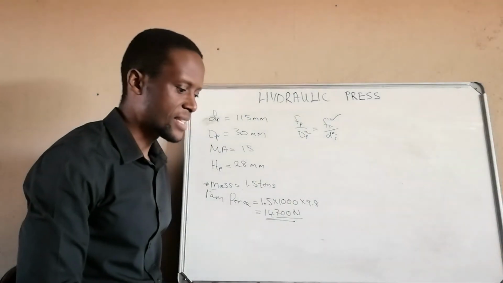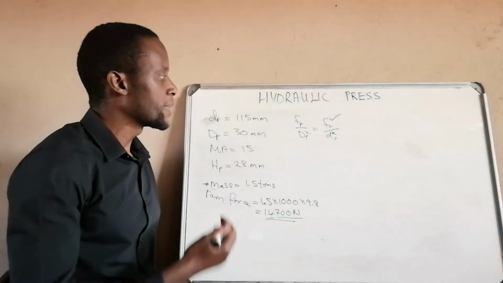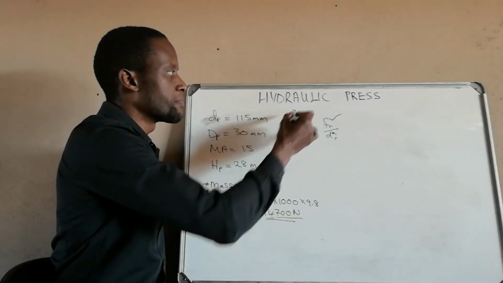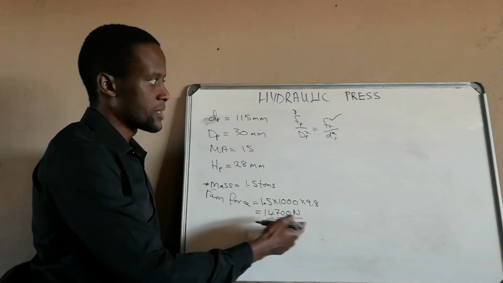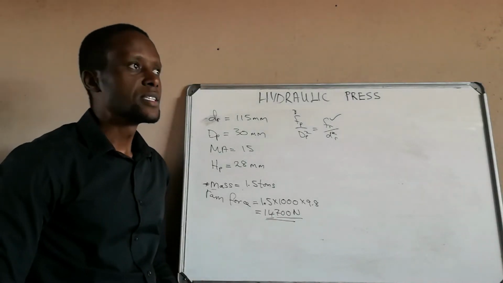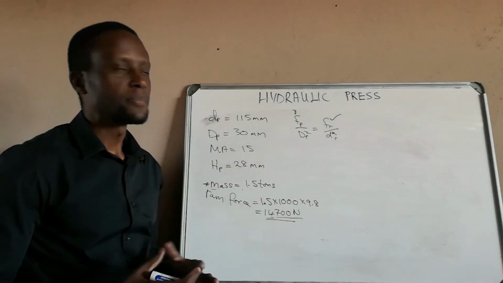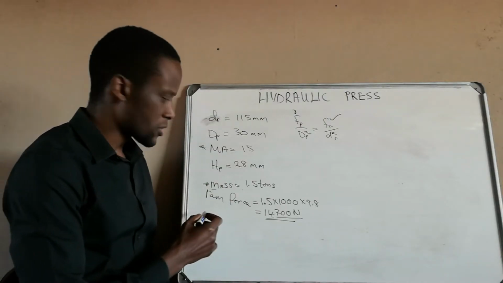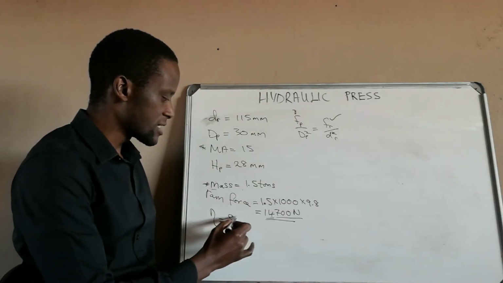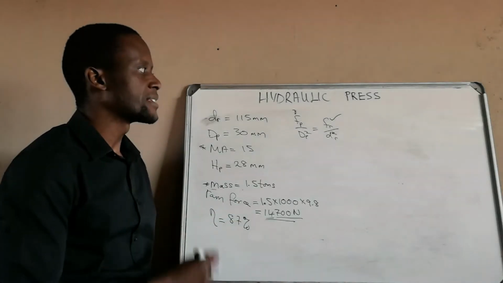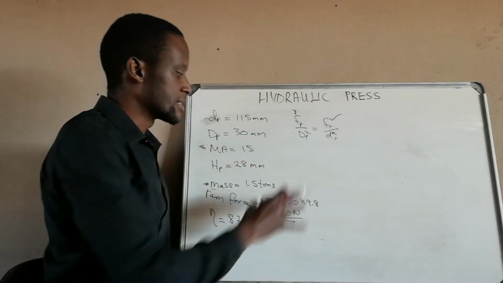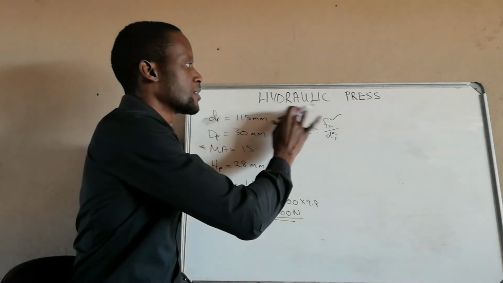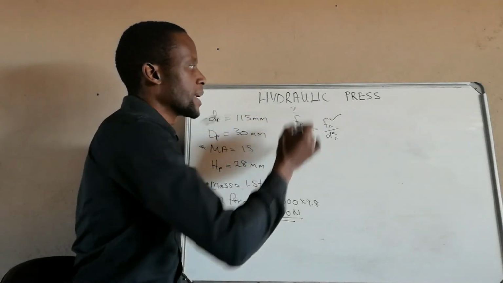Alright, so now the question is asking us how much force will be applied on the handle, or how much force will be applied on that side of the plunger so that we can lift this. So like I said, always deal with it as a perfect machine. We will deal with the efficiency that has been mentioned of 87% at the end. As of now, just deal with it as a perfect machine with no losses.